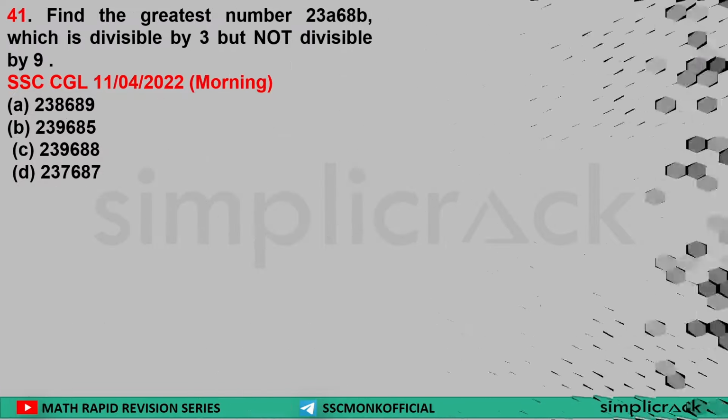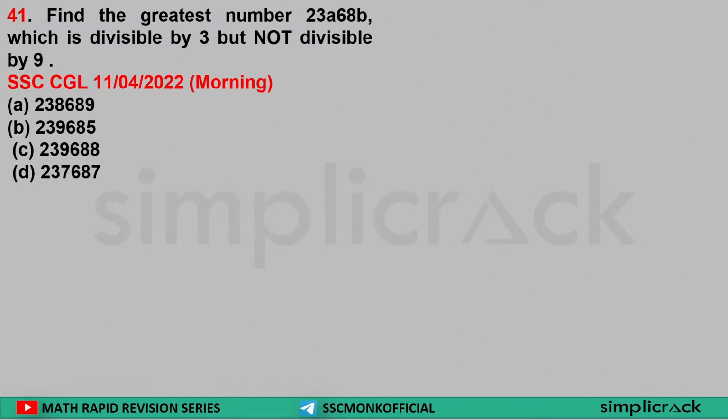Next. Find the greatest number 223a68b which is divisible by 3 but not divisible by 9. Now see.